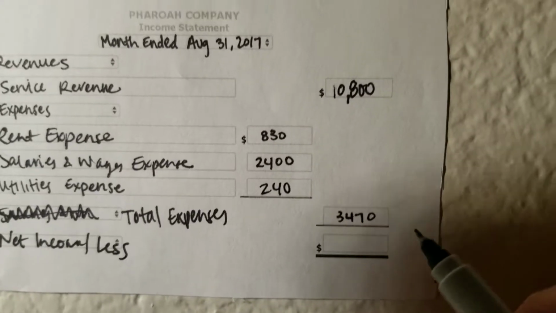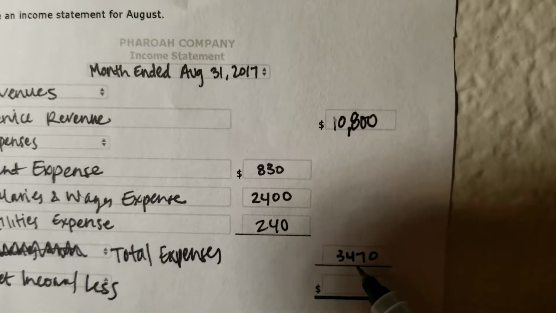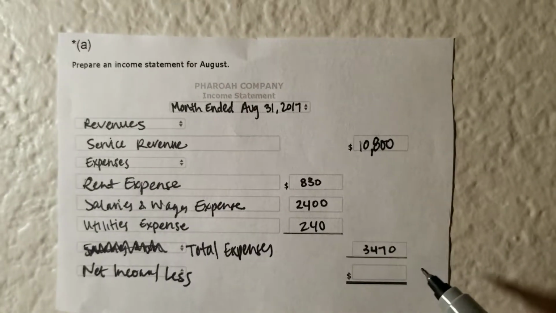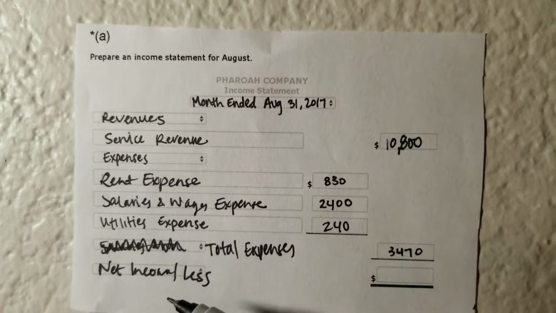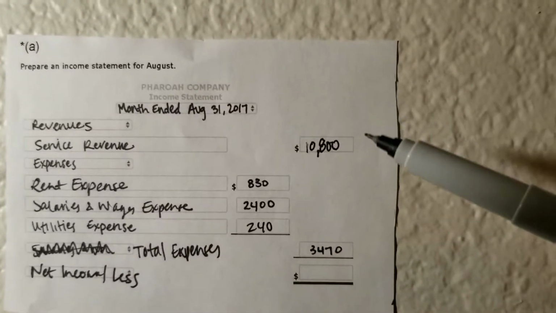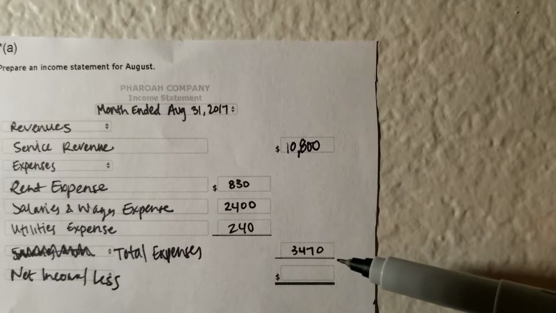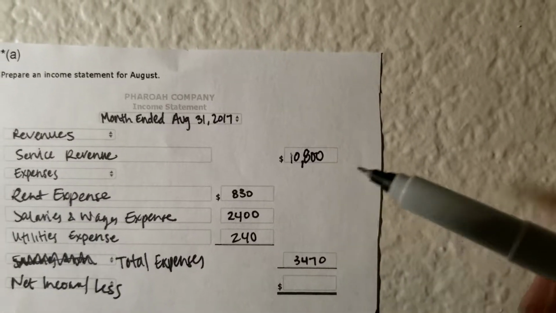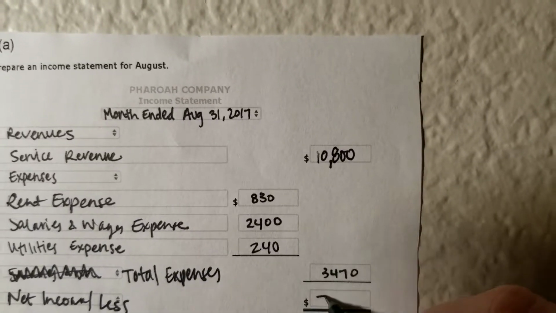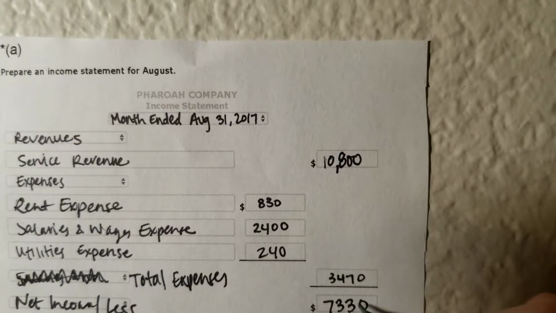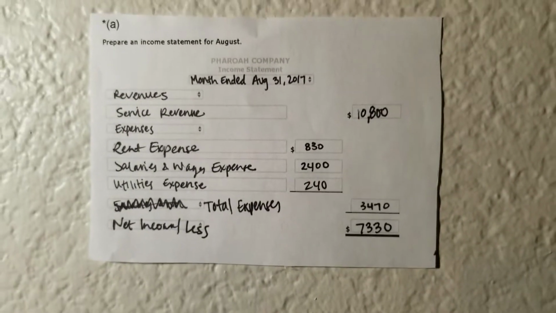So our total expenses, once we add them all up, are $3,470. To find the net income or the net loss, we then subtract $3,470 from $10,800, and we get $7,330. That's the income statement.